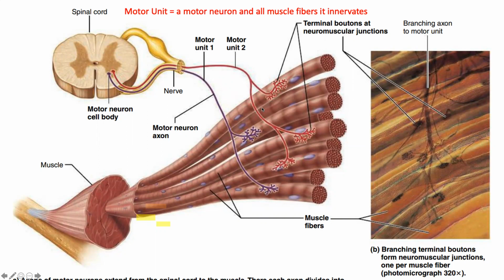So here, what we need to remember is a motor neuron and all the mast cell fibers it innervates. So for the red 1, 2, 3, together with this motor neuron, that is what we call a motor unit. And a motor unit is the motor neuron plus the mast cell fibers it innervates.